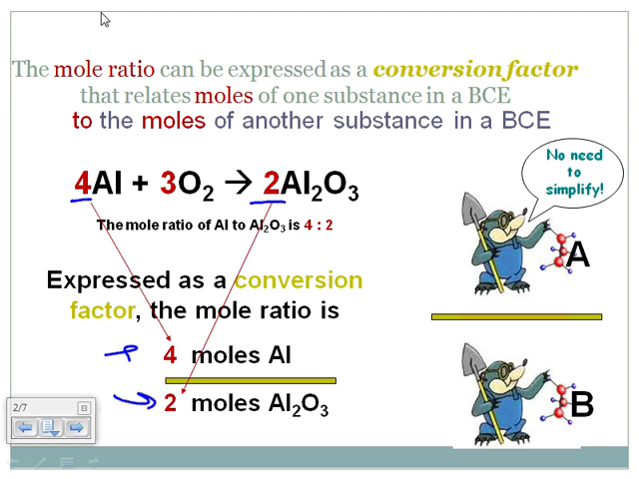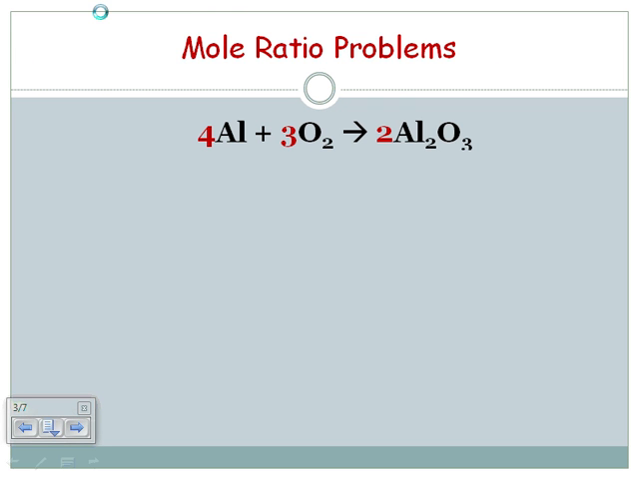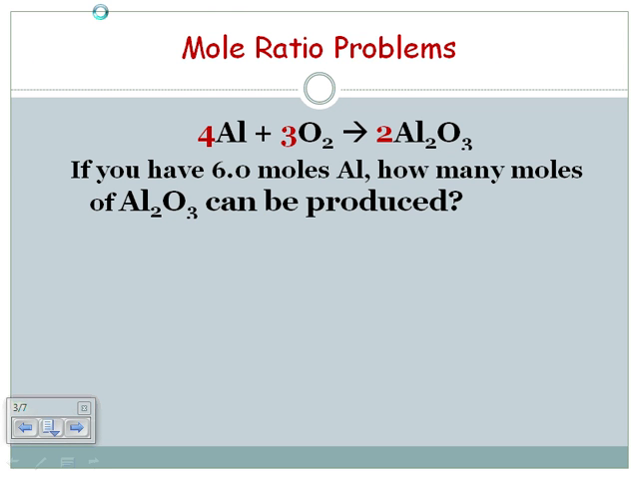No need to simplify. In fact, you don't want to simplify. You want to keep these exactly the way that they are, so that when you go back to check your work, you can see where those numbers came from. So let's do a mole ratio problem. If you have 6 moles of aluminum, how many moles of aluminum oxide can be produced?